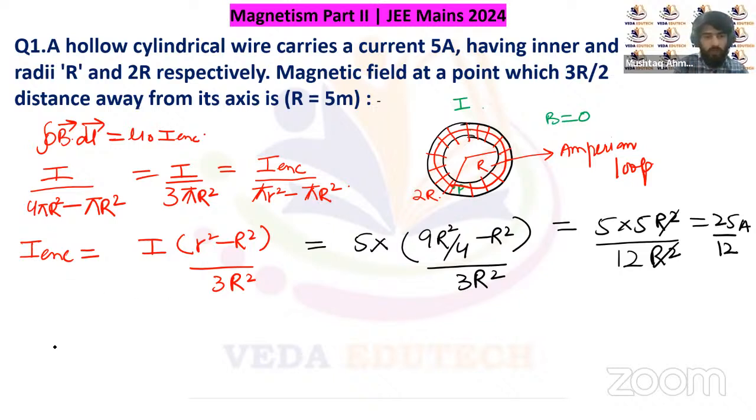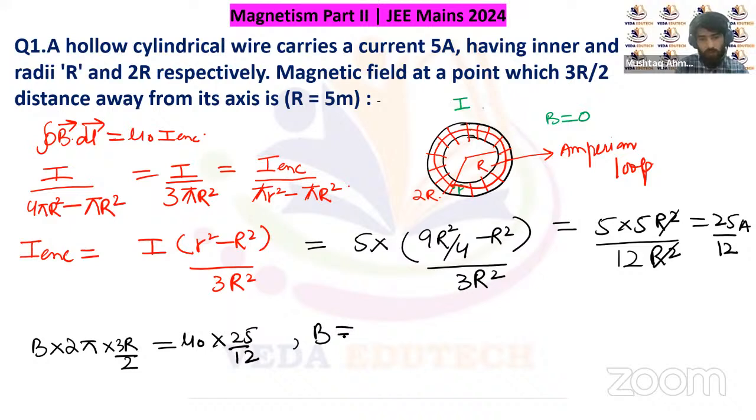So the magnetic field at this point, B times 2 pi r, where the value of r is 3R upon 2, will be mu naught times I enclosed, that's 25 upon 12. So from here, the magnetic field will be mu naught times 25 upon 12, divided by 6 pi R. So this will be the magnetic field here in this region.